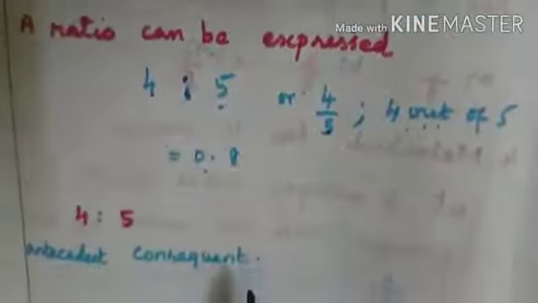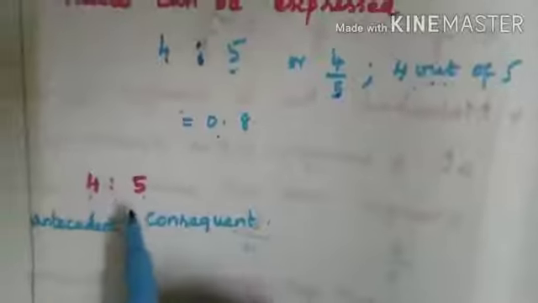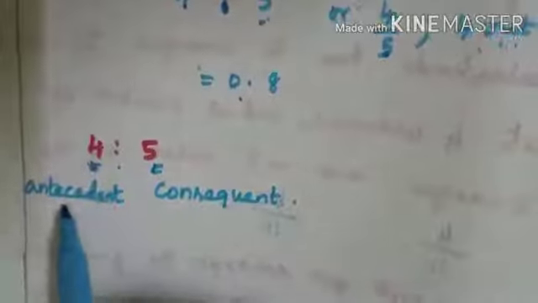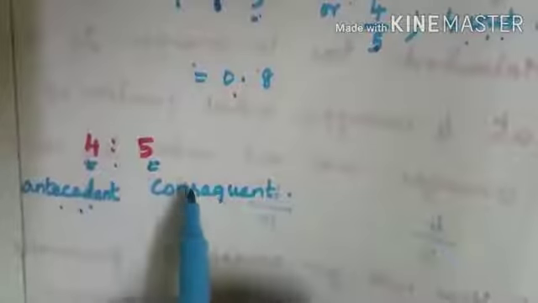Now you see, I have taken the ratio 4 is to 5. Each number of the ratio is called a term. Now you see, this is the first term and this is the second term. The first term is called the antecedent and the second term is called the consequent.